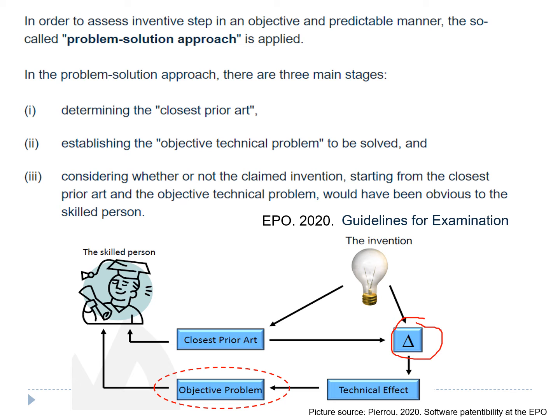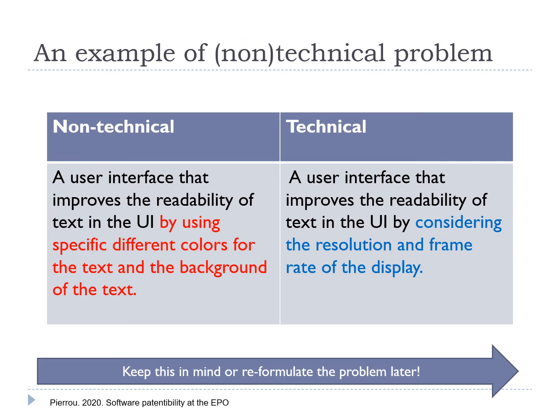this with a very simple example. So this is an example of how you can frame the problem in 2 different ways, but basically you have the same solution, and your service to the end customer is basically the same. So what you want to do is improve the readability of text in the user interface. But the left-hand side formulation would not go through, because it says by using specific different colors for the text and the background of the text.